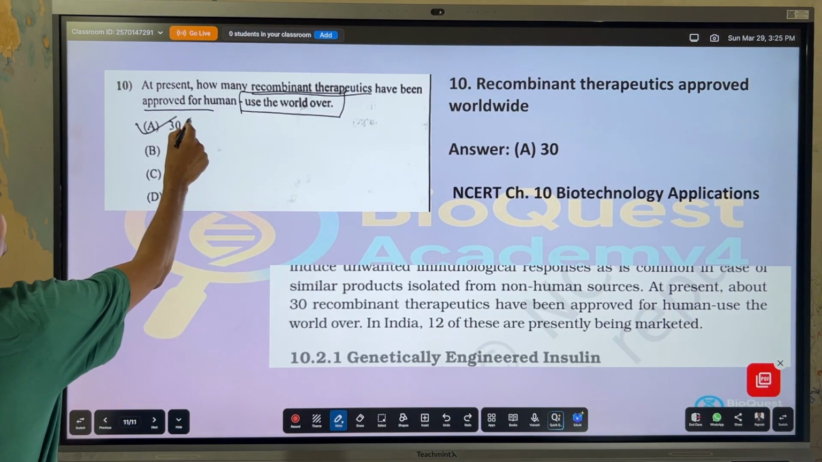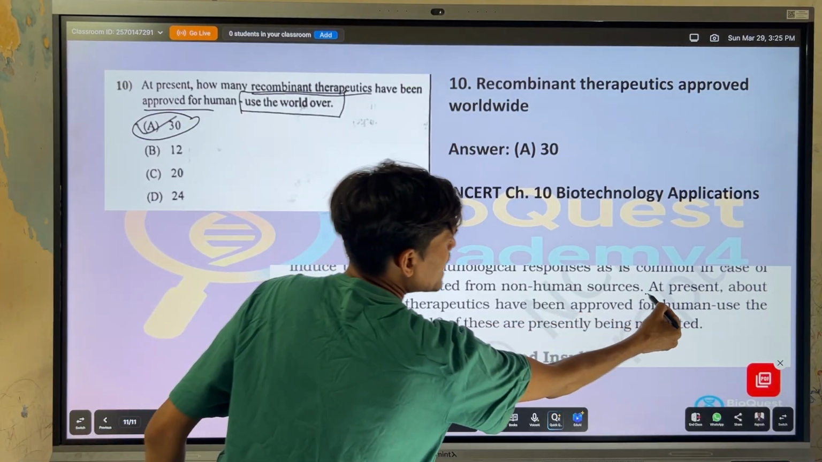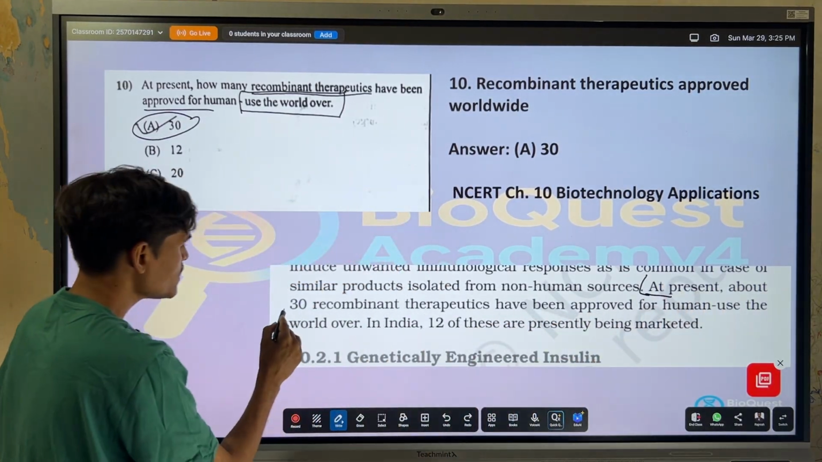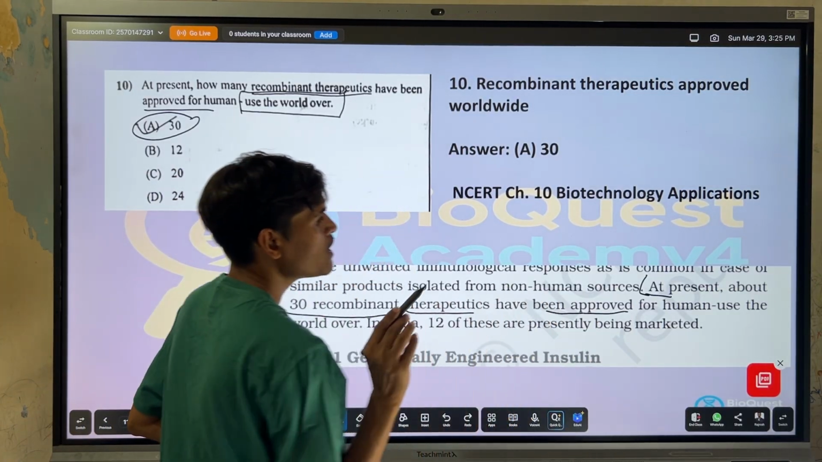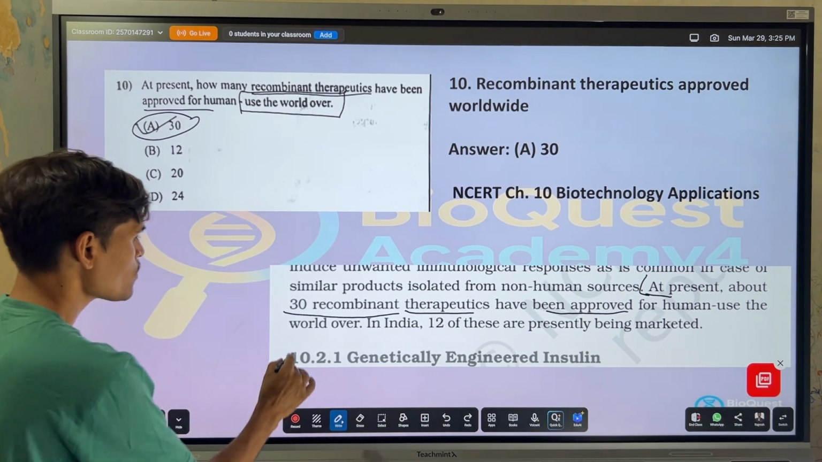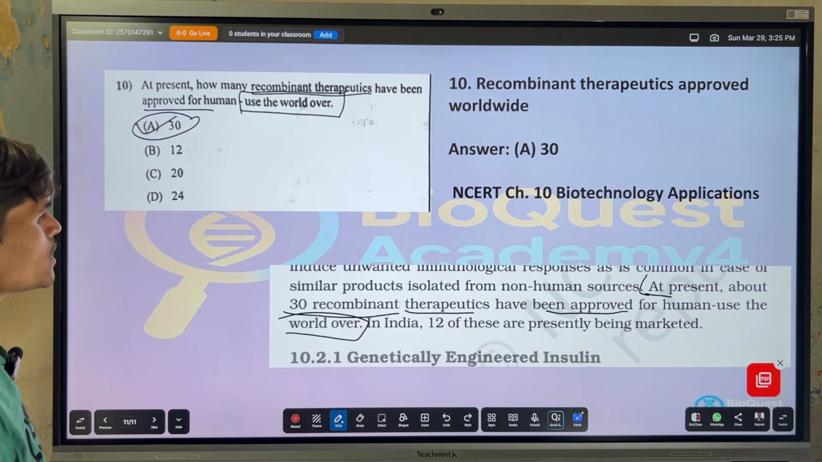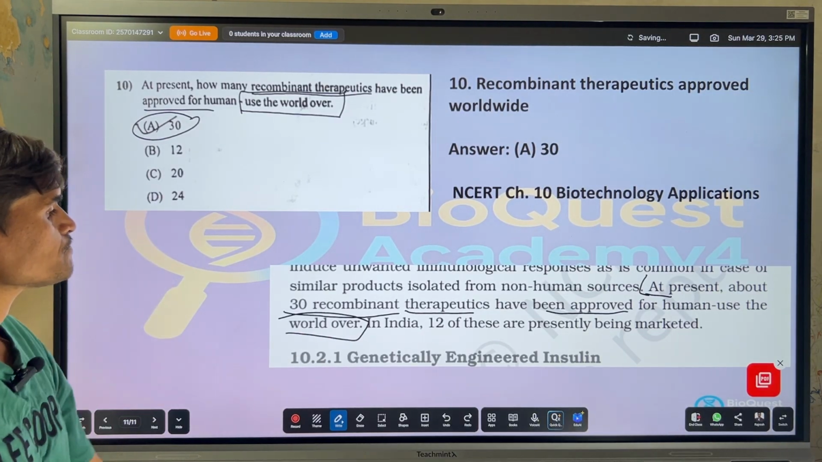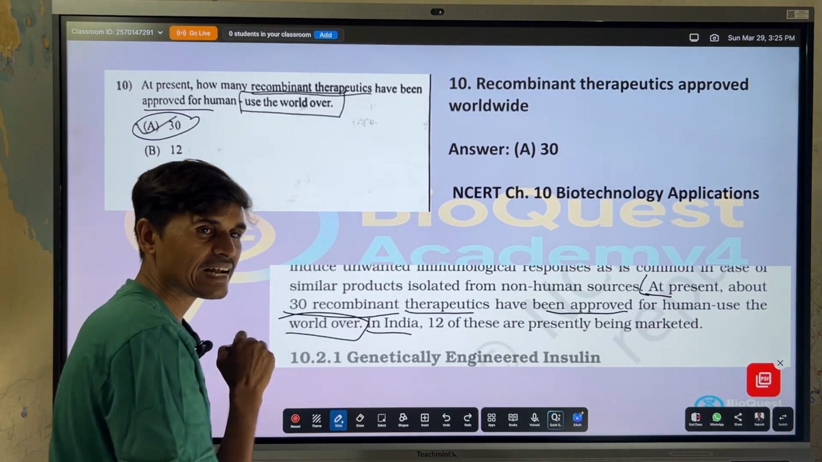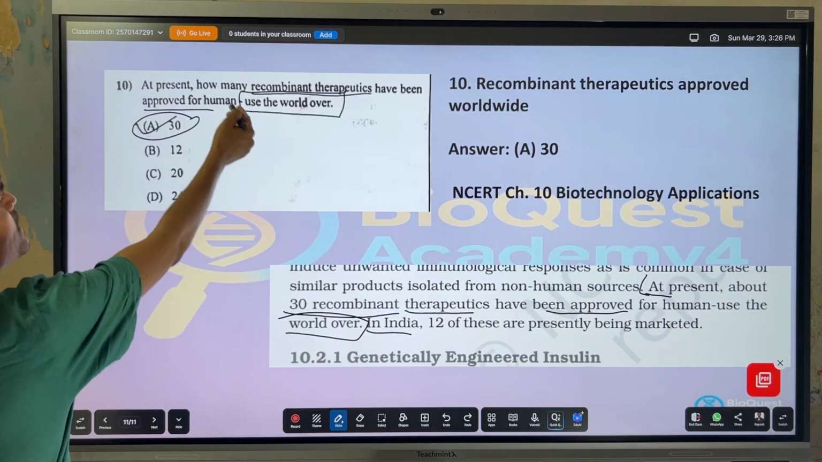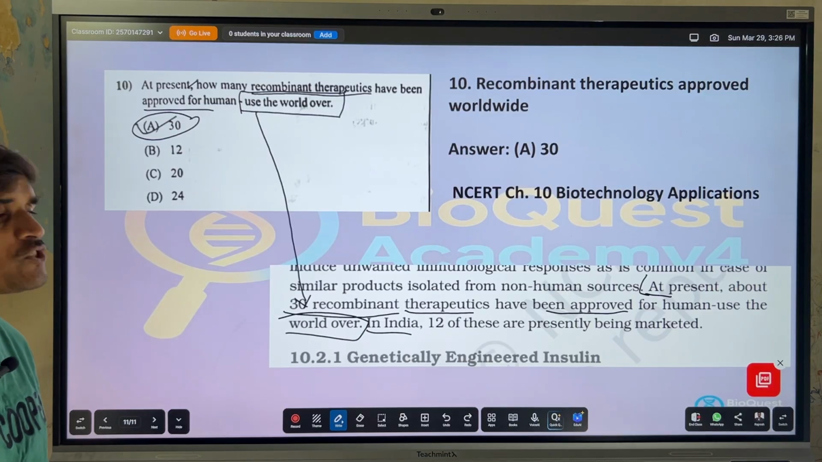The answer is 30, and it is coming from here. See, at present, about 30 recombinant therapeutics have been approved for human use the world over. Kind of a different sentence, but it is okay as it is. See, as it is, no change at all.